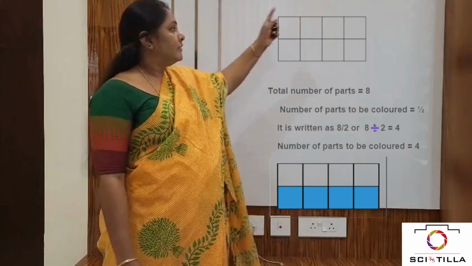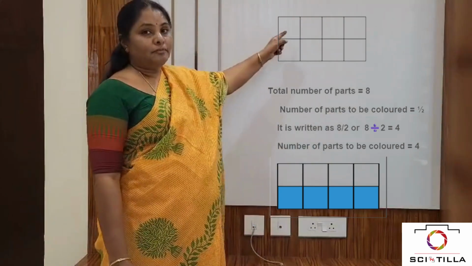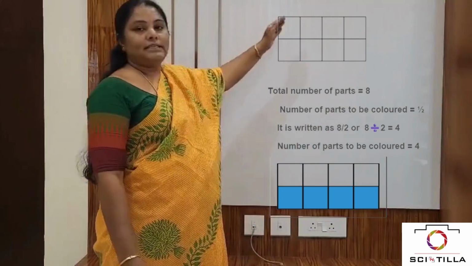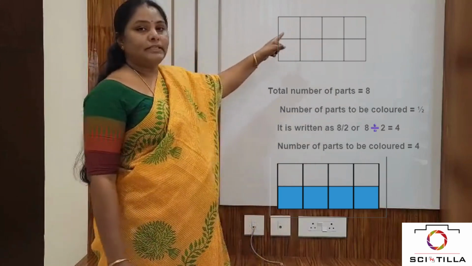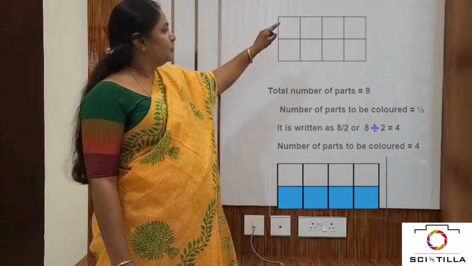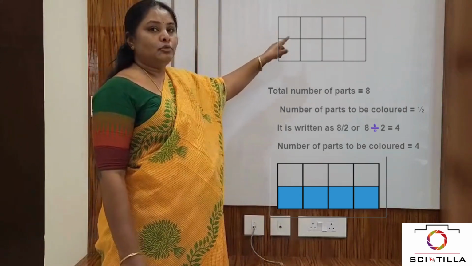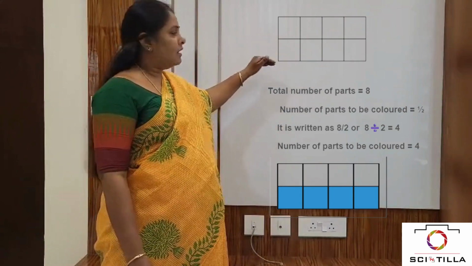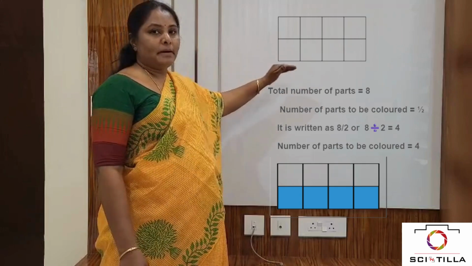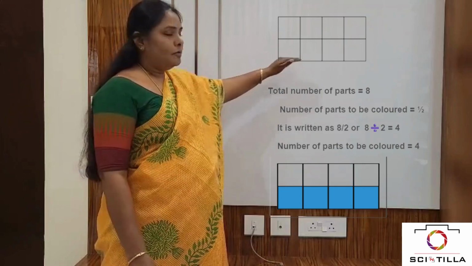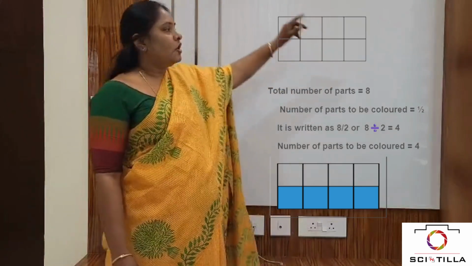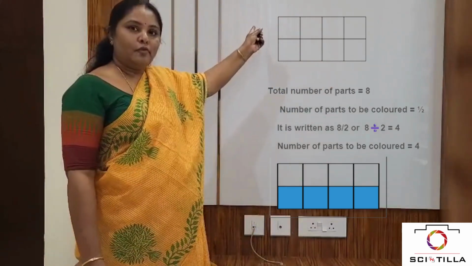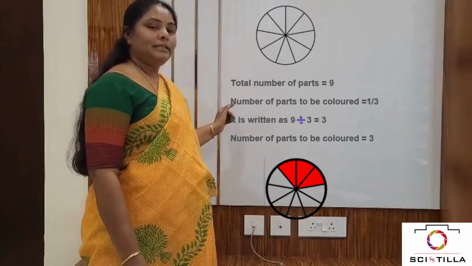How to do that? First, we find the total number of parts. What is the total number of parts? It is 8. And what did they ask us to color? Half. That is, half is nothing but 1 by 2. So how do we write? 8 into 1 by 2, which is equal to 8 by 2. And now we divide that, we get 4 as a quotient. So how many parts are we going to color? 4.